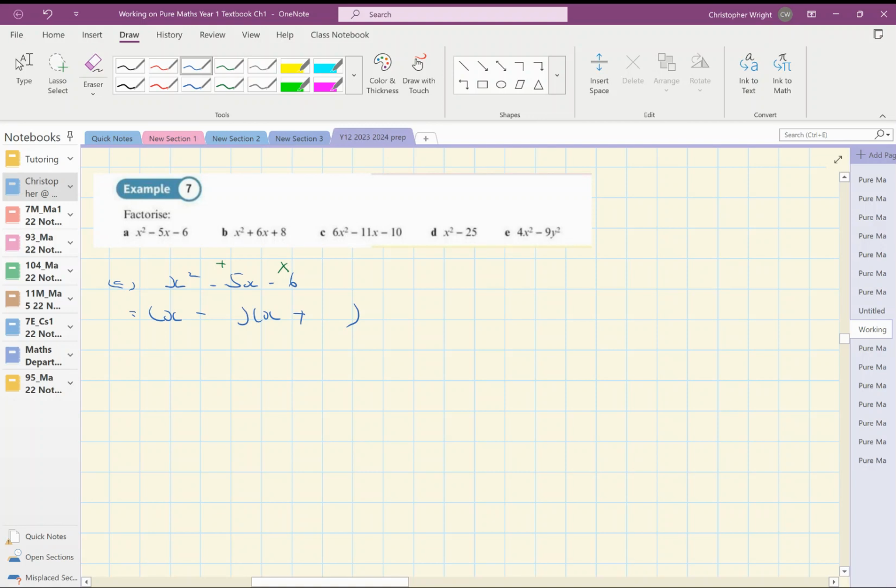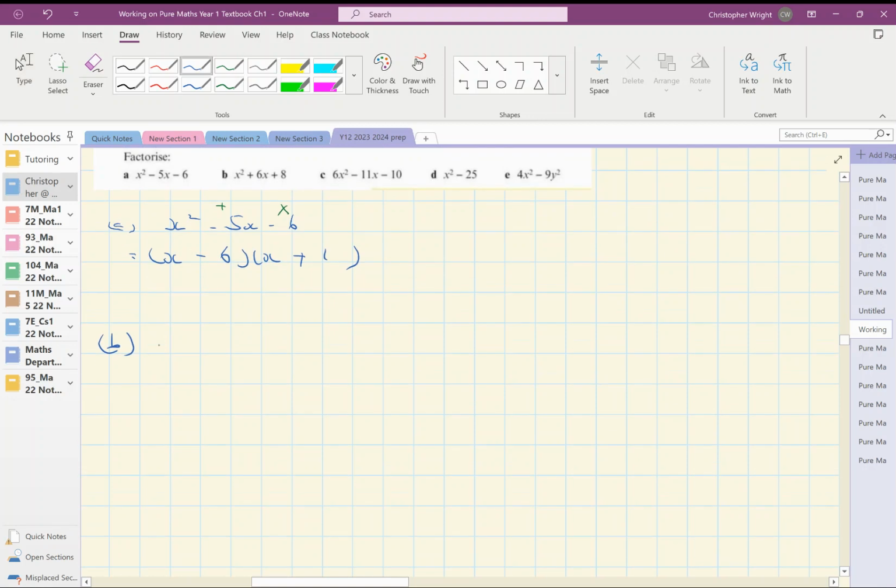So I'm going to have 6 and 1 here. I've got a negative 5, so I'm going to have minus 6 and plus 1. Then I'll just have a quick look at that and check that it works. Let's have a look at b, x squared plus 6x plus 8.